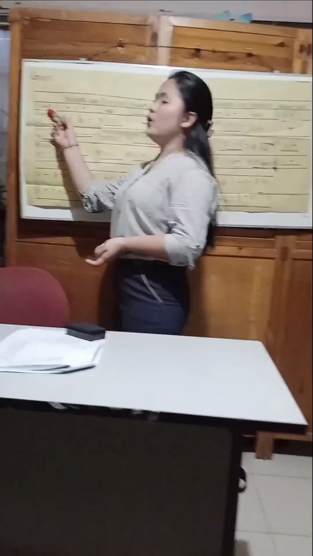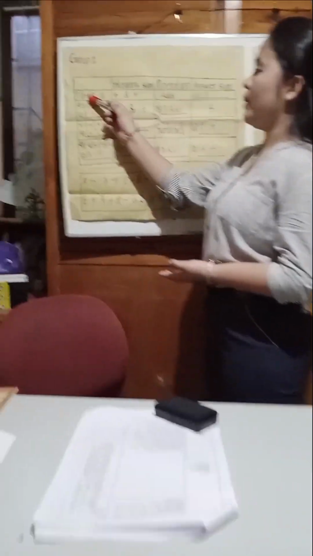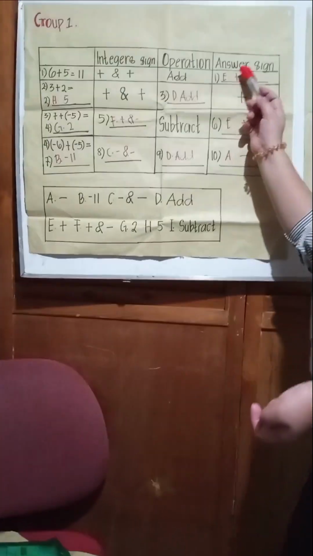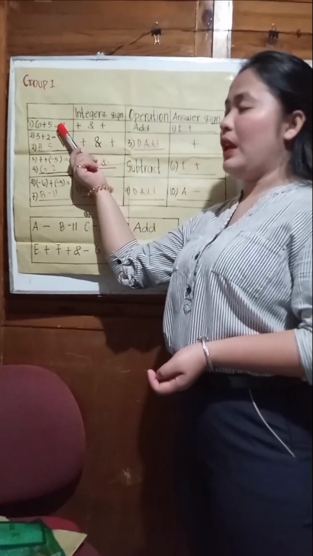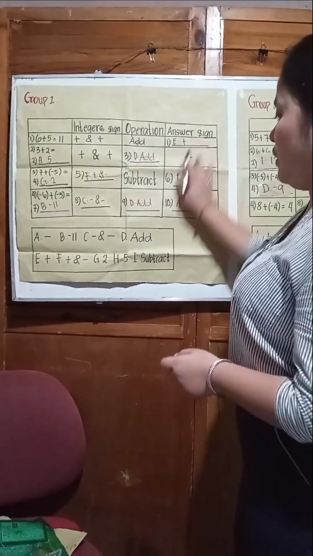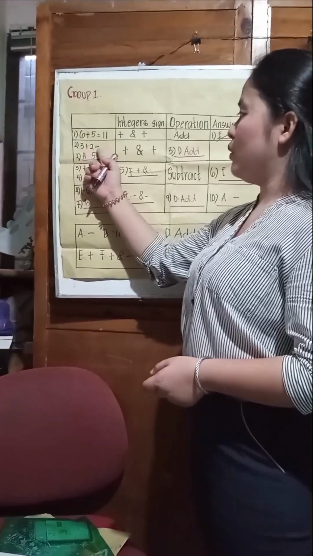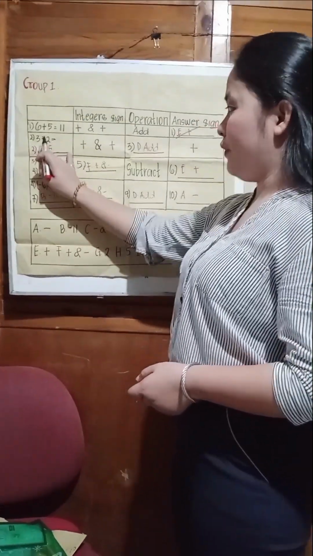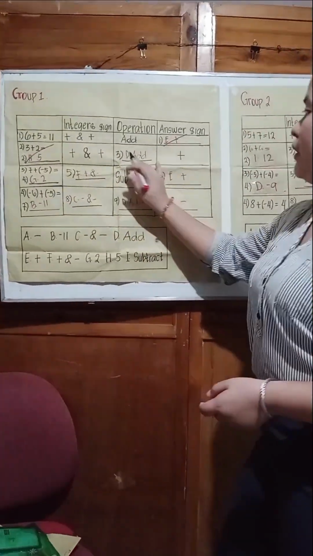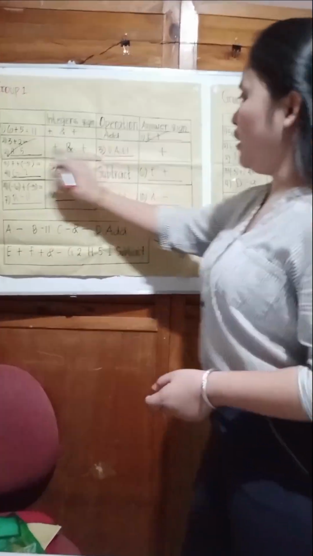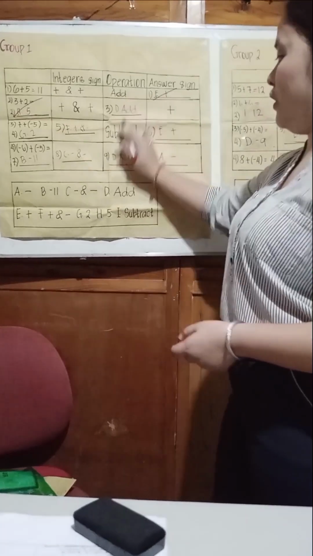Okay, so, sagot dito sa group 1 is 6 plus 5 is equal to 11. Since ang hinahanap dito is answer sign, is positive 11. So, tama. Positive, letter E. Okay. So, number 2, 3 plus 2. Letter H, 5. Tama ba? H, tama. So, number 3, the operation of the given, addition.